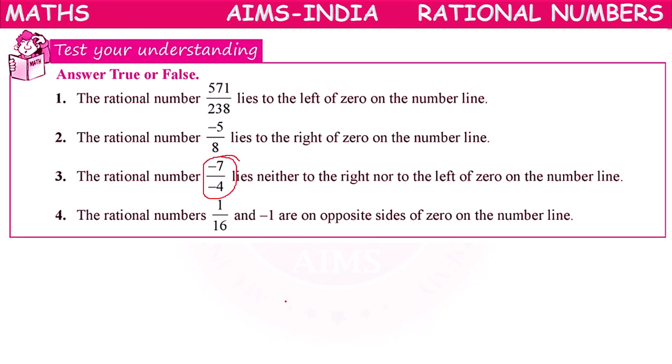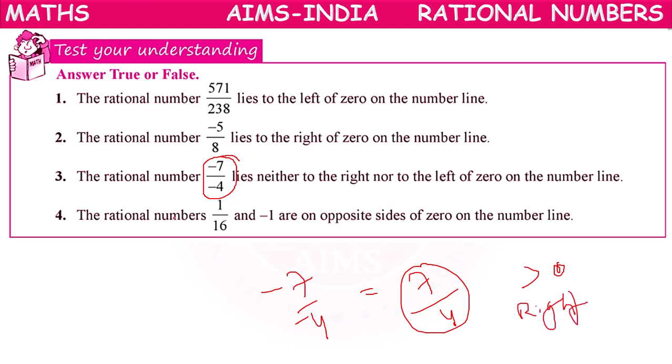Minus 7 by minus 4 means already we have told. If both numerator and denominator have like sign, either both are plus, both are minus, it will be positive. Positive means greater than 0. Greater than 0 means right side of number line. So it will be located on right side of number line. But they have given neither to the right nor to the left. Wrong. False.